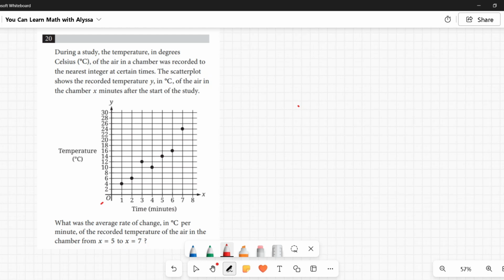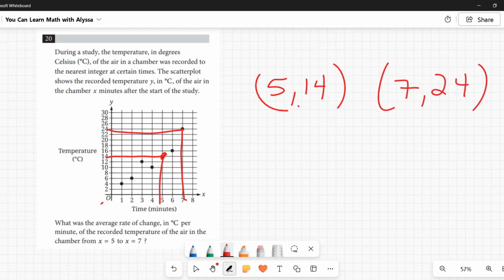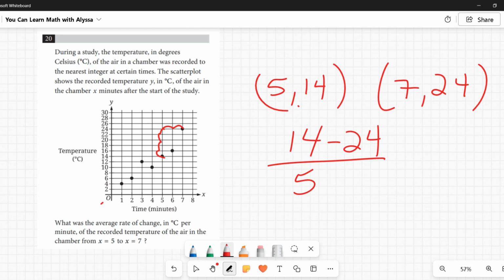And this is the other variation where they're just asking you to pull data from the scatter plot. So here again, when x is 5, the temperature is 14. And when x is 7, the temperature is 24. So the average rate of change in degrees Celsius per minute here is just the slope. And slope is rise over run, or change in y over change in x. So you can do it any way you want. You can count up here and do rise over run if you want to. That's totally fine. You can also do change in y over change in x.